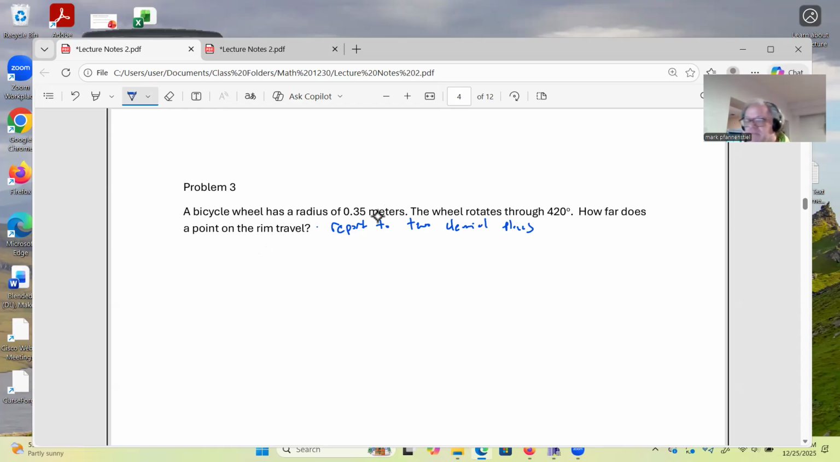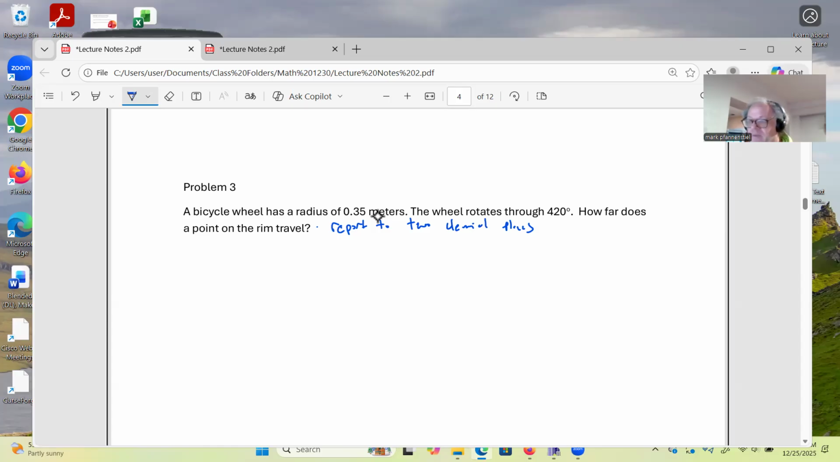So the wheel rotates through 420 degrees. The first thing you're going to say is, wait a minute, that's more than one rotation. Yeah, it sure is. And we don't really have to care about that, because arc length doesn't say it has to be an angle between 0 and 360 or 0 and 2 pi. It just says we need an angle. It could be more than one rotation. That's fine.